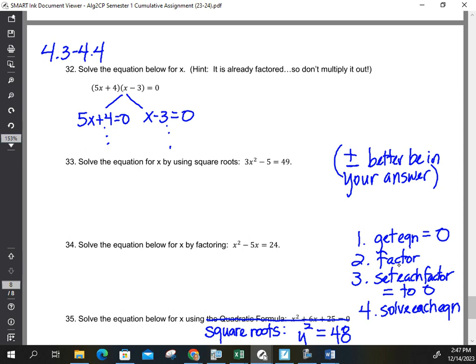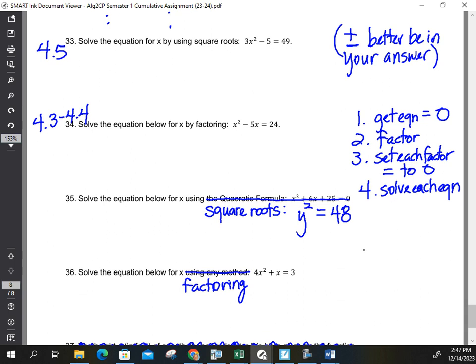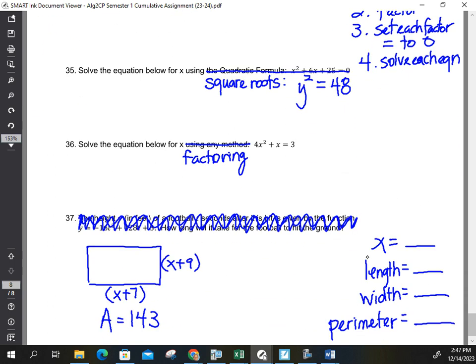Solved by square roots is section 4.5. Factoring is 4.3/4.4. Square roots is 4.5. Factoring is 4.3/4.4. And the rectangle problem requires you to know how to factor, which is 4.3/4.4, and it requires you to multiply a length and a width using FOIL. That's section 4.0.